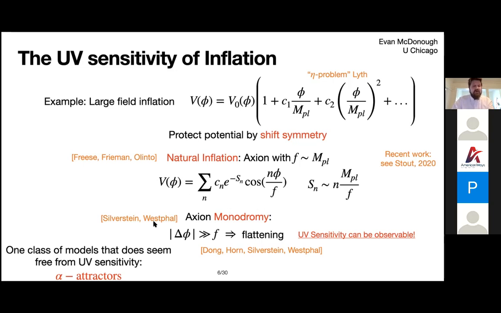Now, the other approach, which comes out of Stanford, is the setup of axion monodromy. In that case, you don't require a large decay constant. So if you still have Planckian field excursions, then the field is moving, say, hundreds or thousands of decay constants.